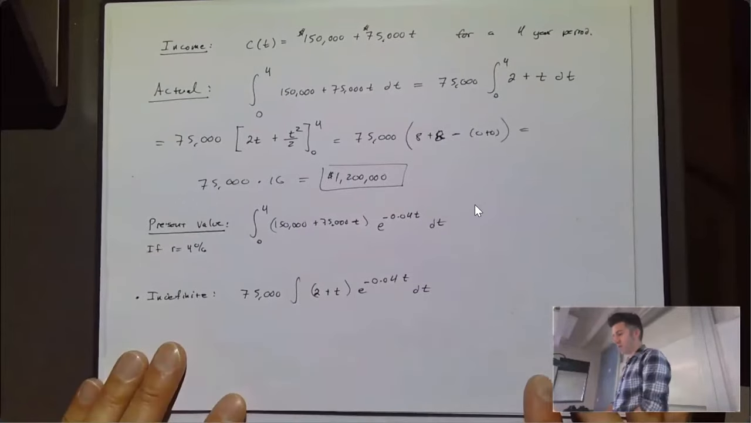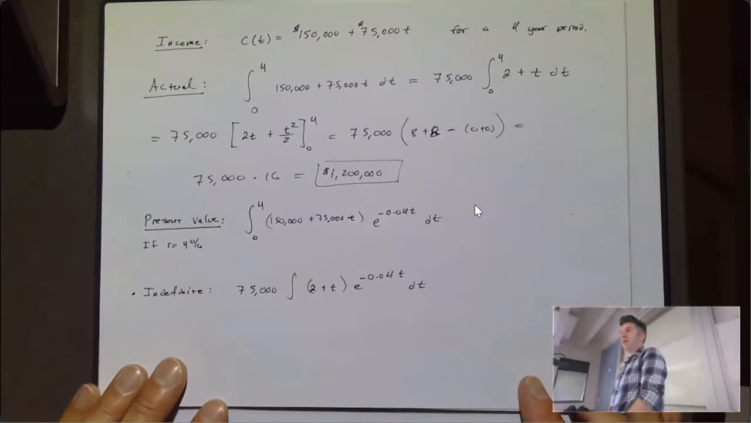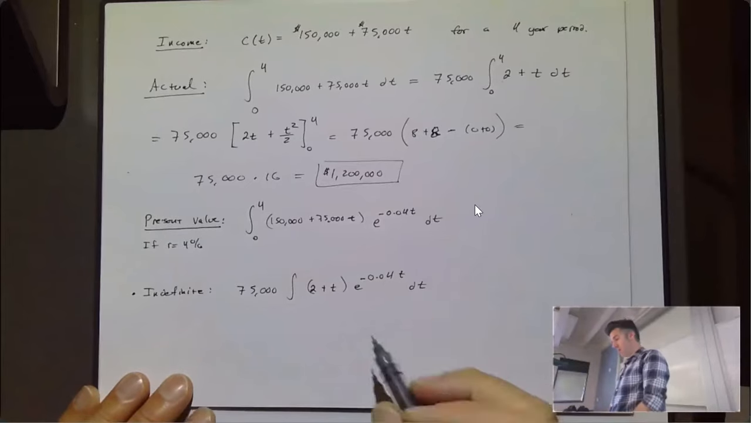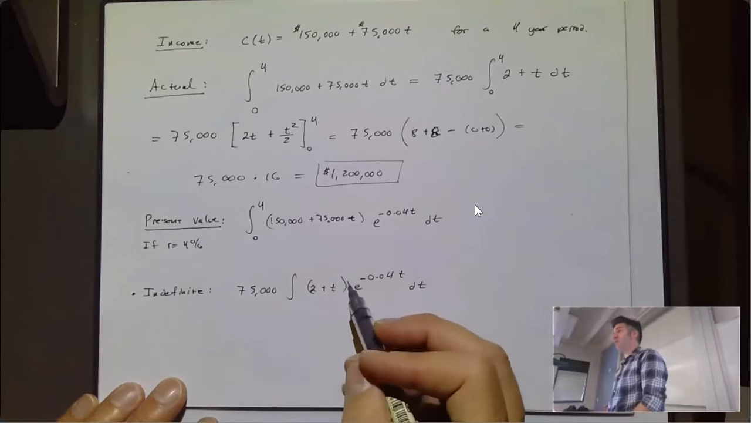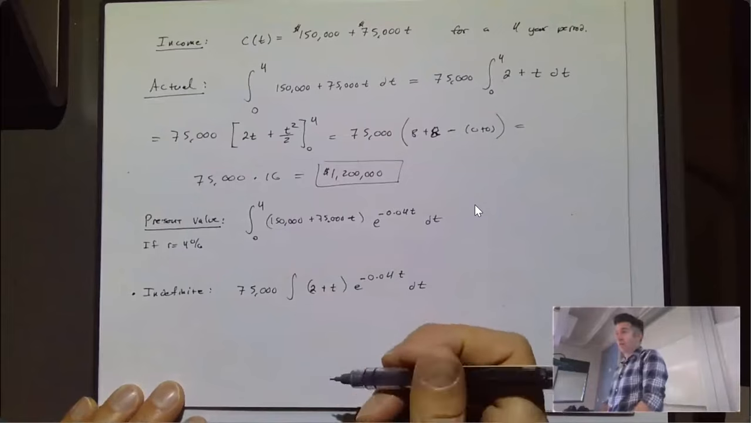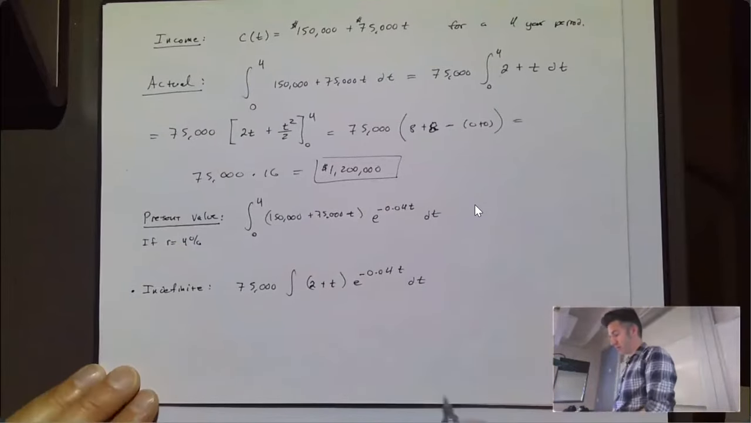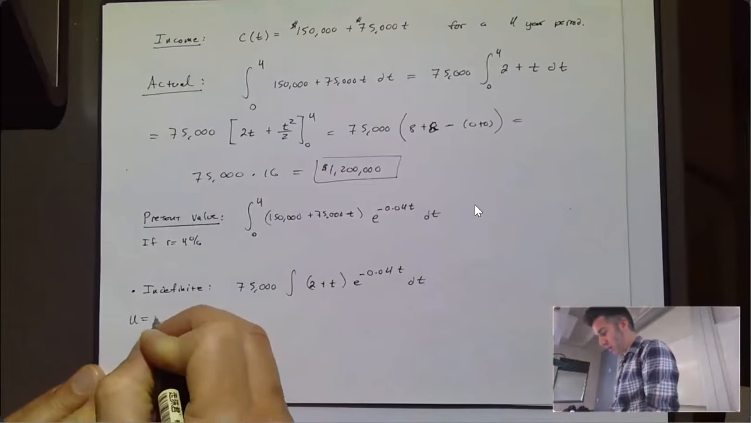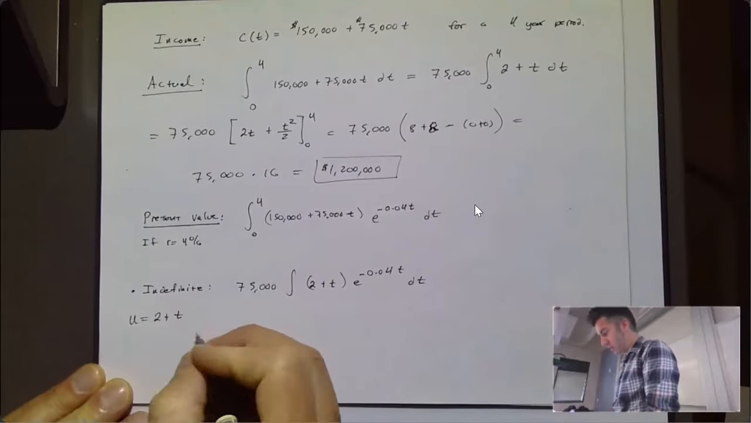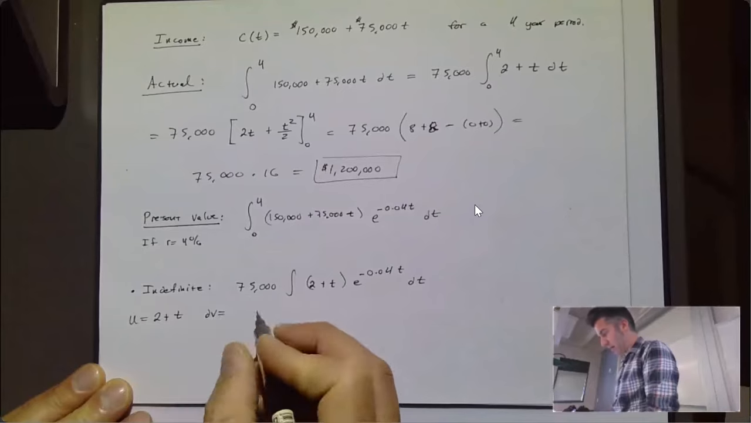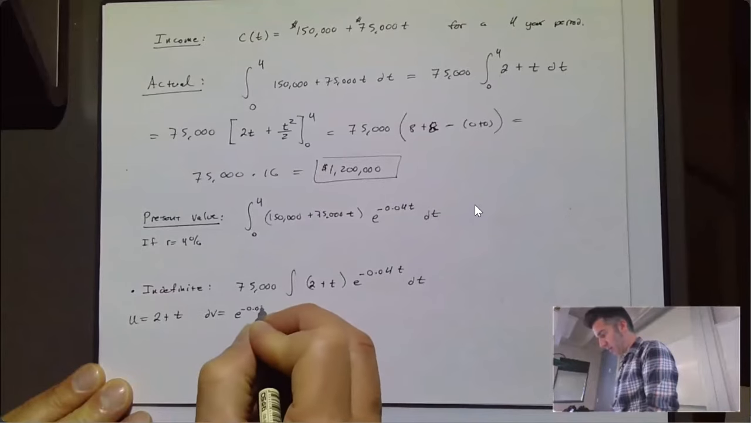And we might as well do it the long way. You totally could do a tabular method here, but since it's only your variable raised to the first power, you don't really need to use the tabular method. So we're just going to do a regular integration by parts. We're going to let u equal 2 plus t. dv has to be the rest, the e to the negative 0.04 t.